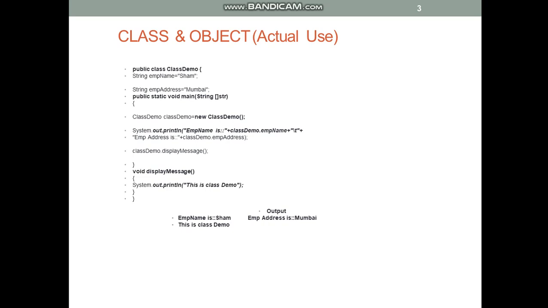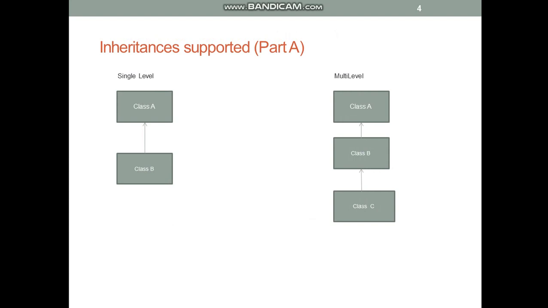Let's move ahead to inheritance. What is inheritance? Inheritance is basically acquiring properties from the parent class. So the inherited class, or we say the derived class, acquires properties or attributes from the base class or parent class in Java. Those terms are called inheritance.